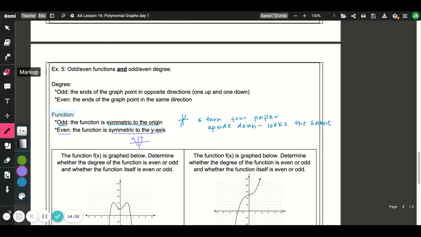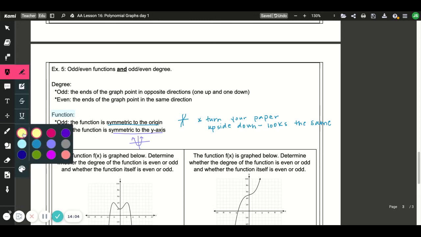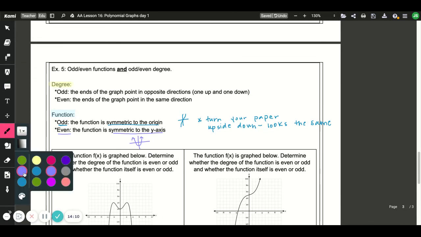The next part is odd or even degree. So remember, your degree is only the highest exponent. The degree is the largest exponent or power.